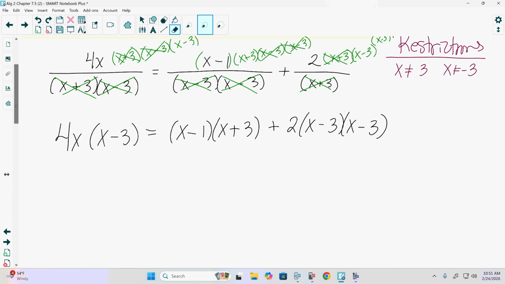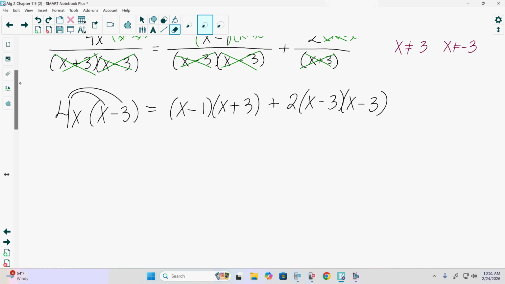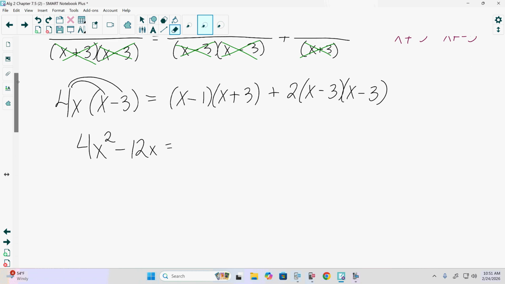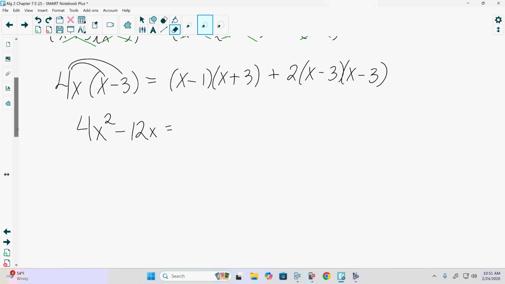So the next main step is going to be multiplying and simplifying these parentheses. Now on the far left, 4x we can distribute through. Our 4x times x, 4x squared. 4x times negative 3, 4 times negative 3 is going to be negative 12. And we still have that x term. Equals. All right, guys.